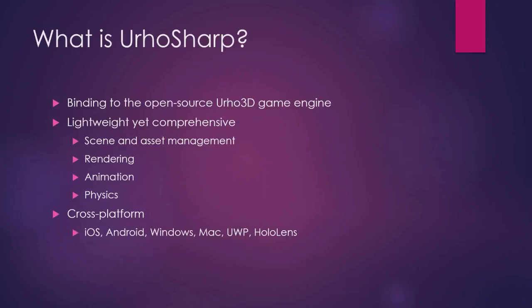Okay, so UrhoSharp is an open source game engine. It's a managed binding to the Urho3D game engine, which is a small and light yet very comprehensive game engine with a very clean API. So if you want game engine-like features in your app, or if you want to write a game, it's an absolutely fantastic candidate for that. It's got a really, really clean C# API through the binding. There's full source code and it has a lot of great features.